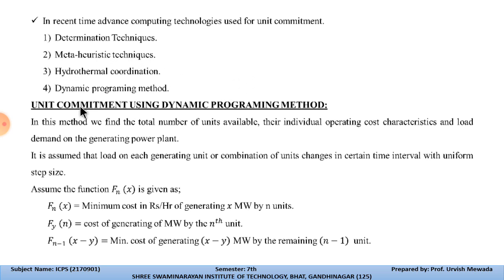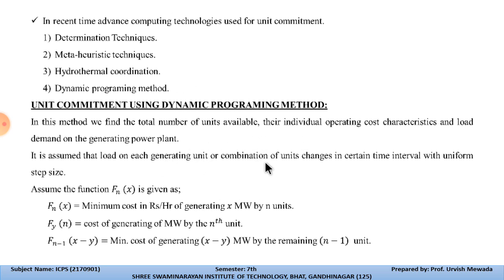In the dynamic programming method, we find the total number of units available. This method describes the number of units available for the generation of power, and their individual operating costs. This method will be most efficient because of the available units, which are considered according to the generation cost.